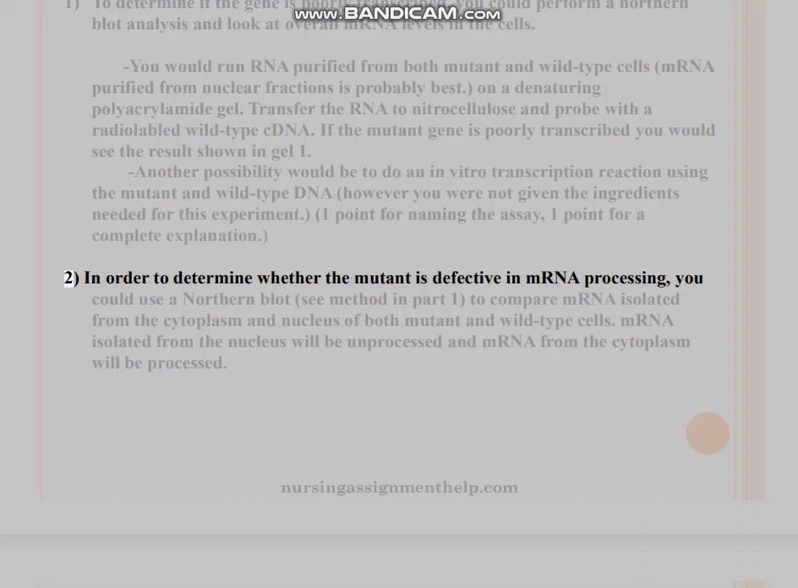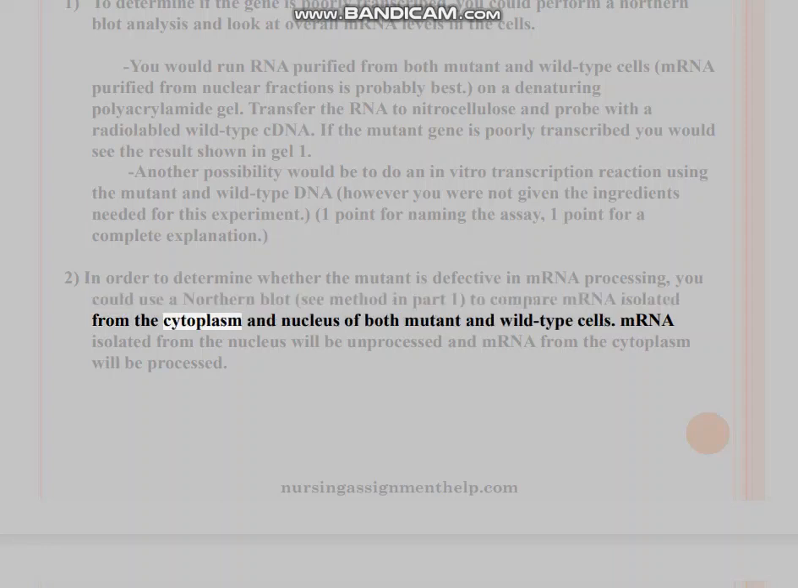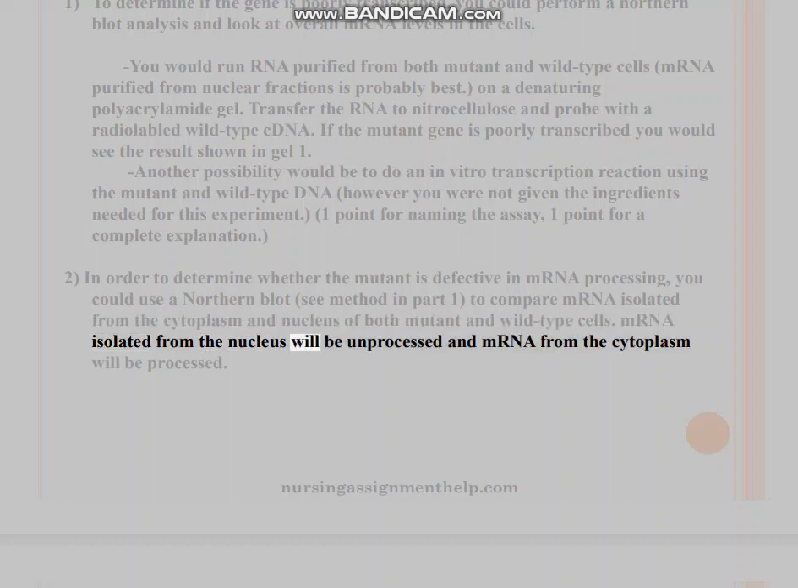2. In order to determine whether the mutant is defective in mRNA processing, you could use a northern blot, see method in Part 1, to compare mRNA isolated from the cytoplasm and nucleus of both mutant and wild-type cells. mRNA isolated from the nucleus will be unprocessed and mRNA from the cytoplasm will be processed.